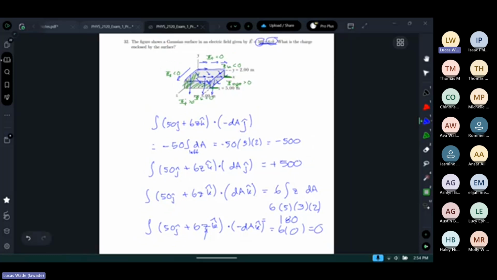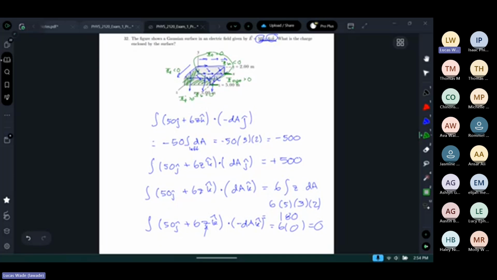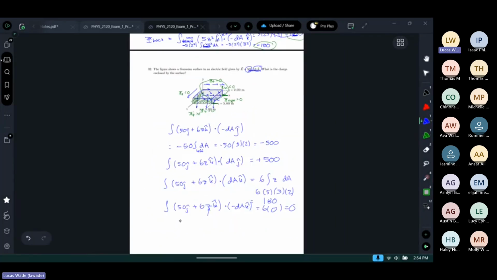And that makes sense in hindsight because on the very back face is where I was saying these had no z component. So if I looked at that more carefully, I'd see they're not actually poking into the back, they are actually grazing along it. So really only flux through the left and right faces. And so we get negative 500 plus 500, oh, and the front face as well. Plus 180, so that's my net flux.